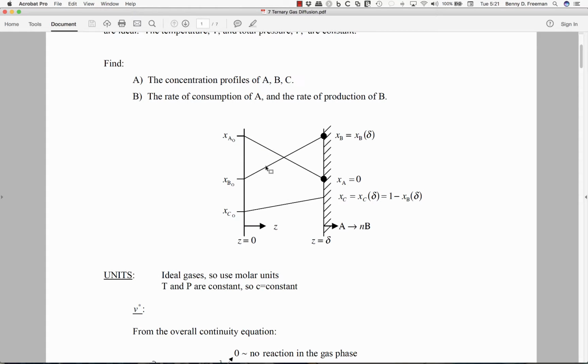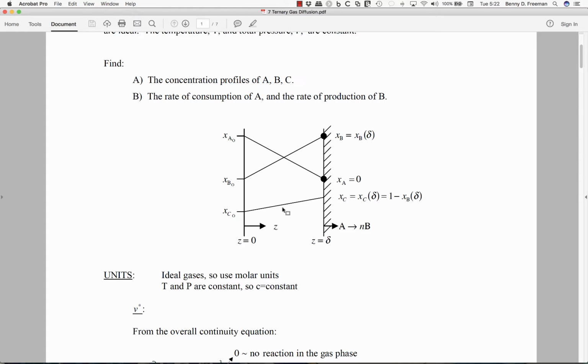Because we're dealing with gases and the total molar concentration is constant, we will use molar units to solve this problem. One could also do it in mass units, but you have to be a little more careful with some of the assumptions related to the average convective or frame of reference velocity, and I'll go through that a bit later in the notes.